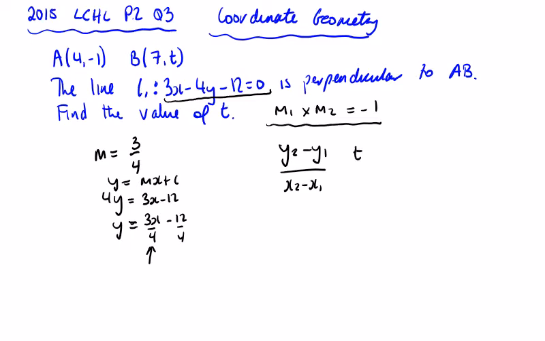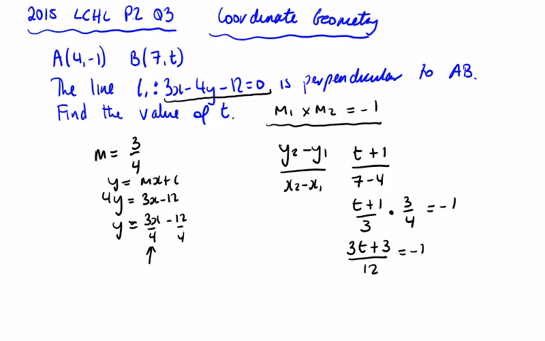So we're going to look at t. We'll start with t minus minus 1, or t + 1, over 7 - 4. So (t + 1) over 3 multiplied by 3 over 4 is equal to -1. The product of the slopes is equal to -1. So multiplying the top, we get 3t + 3 over 12 equals -1. 3t + 3 = -12. 3t = -15. So t is equal to -5.